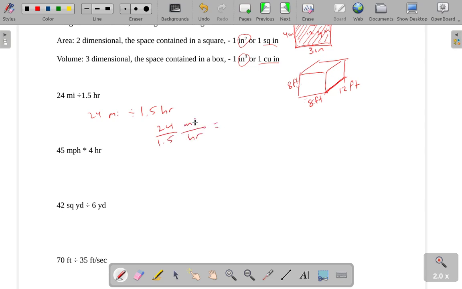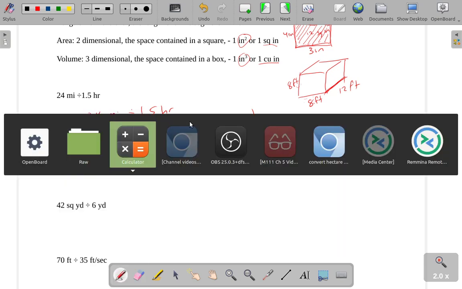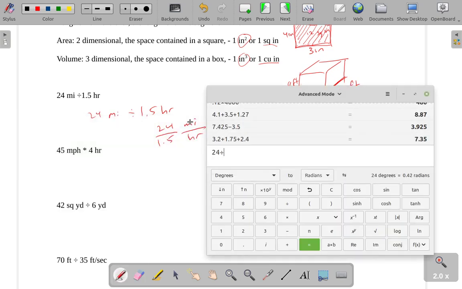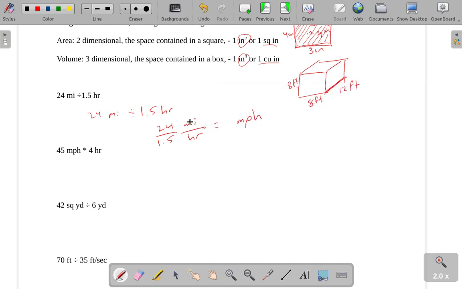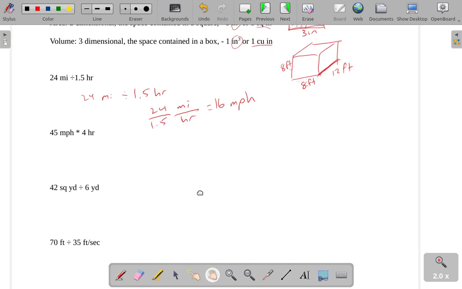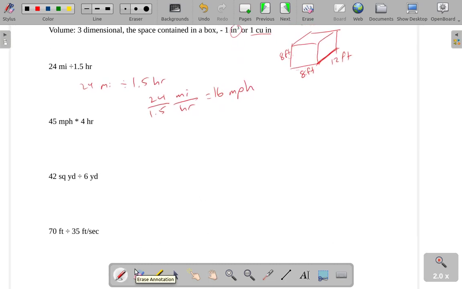You can see what we end up with here is miles divided by hours, which we generally abbreviate as miles per hour. So miles per, the per means division, hour. So 24 divided by 1.5, I guess I should figure out what number that is. 24 divided by 1.5 is 16. So if you're traveling 24 miles in 1.5 hours, that means your average speed there was 16 miles per hour, and you can see we got that just by dividing. We didn't have to use a special formula or anything like that.